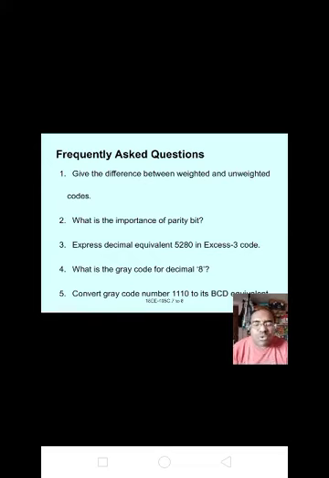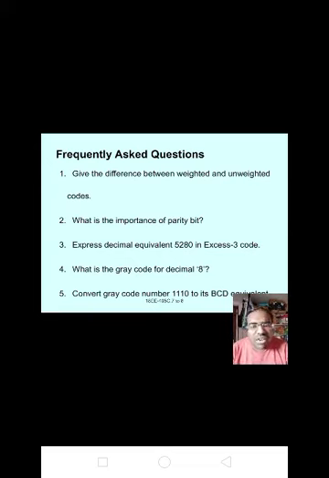Next, weighted codes are used in digital equipment like digital thermometers, etc. Unweighted codes like XS3 are used in computers, etc. Next, what is the importance of the parity bit? Parity bit is used to detect errors, as an extra bit or extended bit.